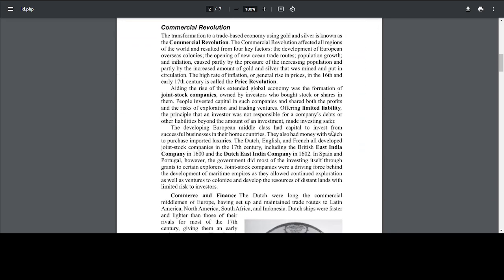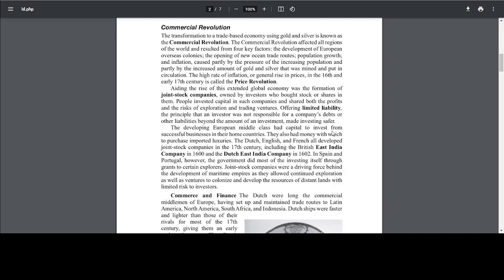Commercial Revolution. The transformation to a trade-based economy using gold and silver is known as the Commercial Revolution. The Commercial Revolution affected all regions of the world and resulted from four key factors: the development of European overseas colonies, the opening of new ocean trade routes, population growth, and inflation, caused partially by the pressure of the increasing population and partly by the increased amount of gold and silver that was mined and put into circulation.